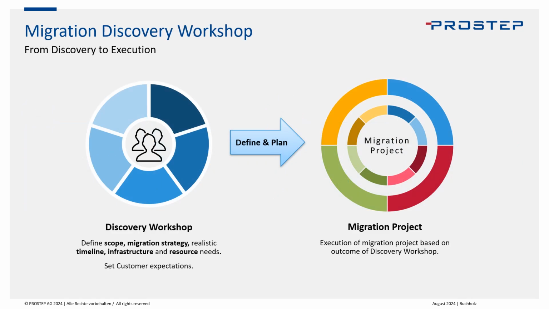Whenever a customer asks us to have a look at a migration project, what we do first is a migration discovery workshop. This workshop's aim is to really have a look at what the actual project scope will be. What's the strategy? What's the timeline? What infrastructure is required? Which other resources are needed, and so on, to set correct customer expectations for such a migration project. Because many customers come to us with expectations like migration will take only 2 months or something like this, which is hard to cover when you're talking about a PLM system with a vast amount of historic data and so on. Based on that, we then define the actual migration plan.